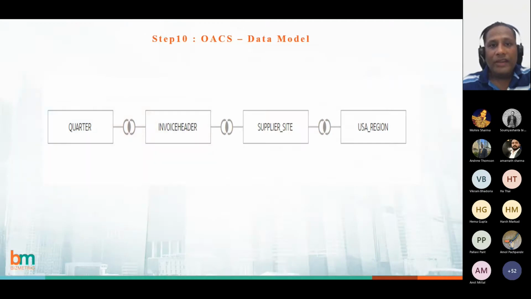The same we have tried to create in our OACS data model. In this one, we have just taken invoice header, quarter, supplier site, and the USA region table. The supplier site and invoice header are coming from Oracle Fusion ERP. Quarter is a custom dimension which we have created, and USA region, again, is legacy Excel sheet data, which we have tried to bring into the same model.